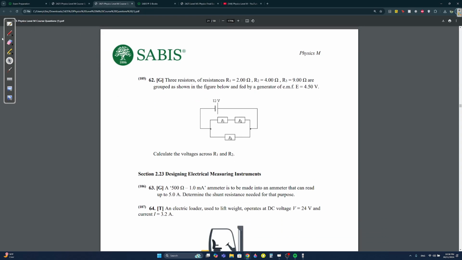You have to use resistances R1, R2, and R3 in the diagram. Calculate the voltage across R1 and R2. Okay, they told us. Ignore this 12 here.